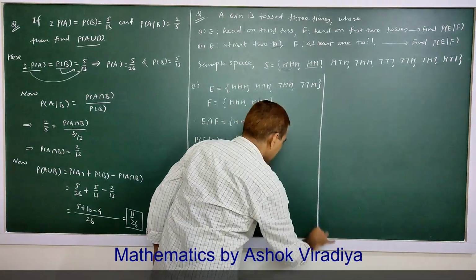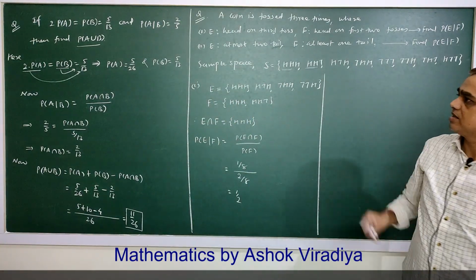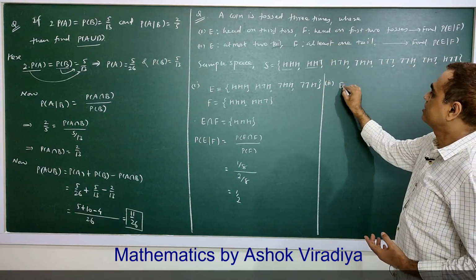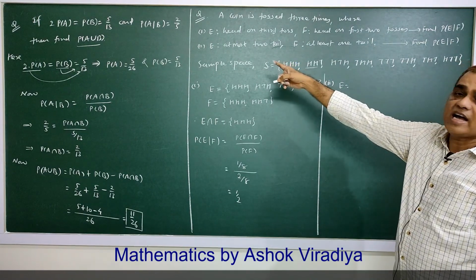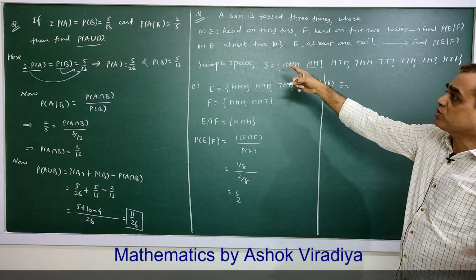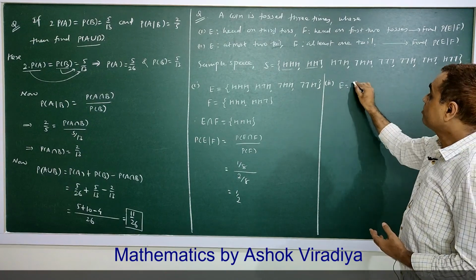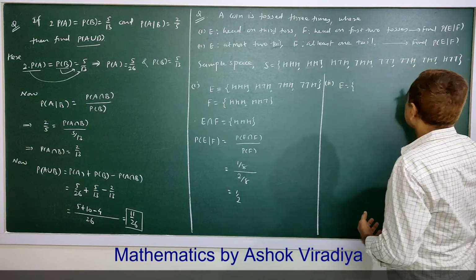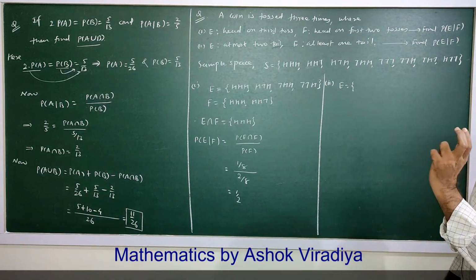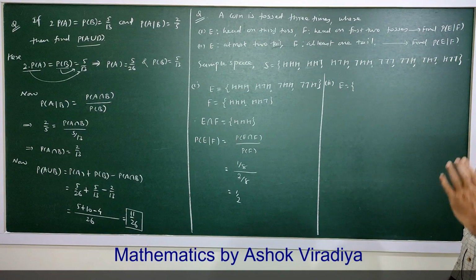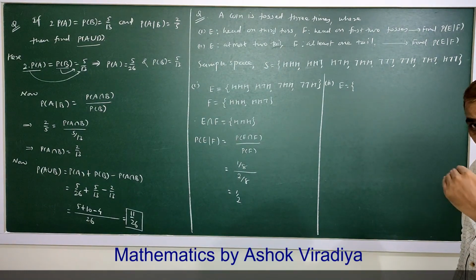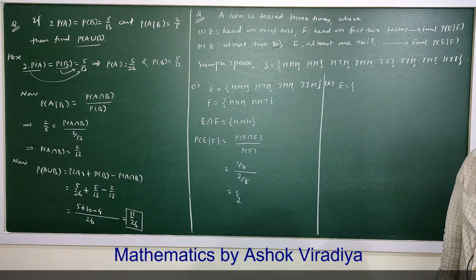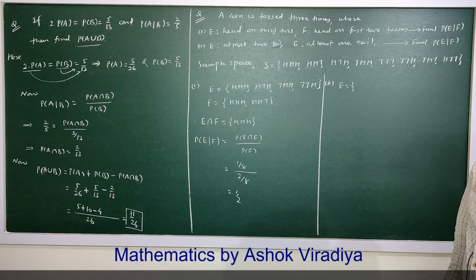Now second question, E is event that at most two tails, that is maximum two tails, that is two tails or one tail or zero tail, 0 tail, 1 tail and 2 tail, that is at most 2 tail.